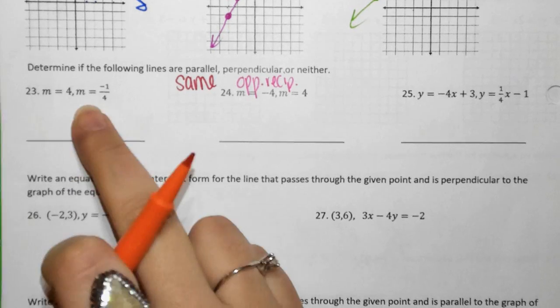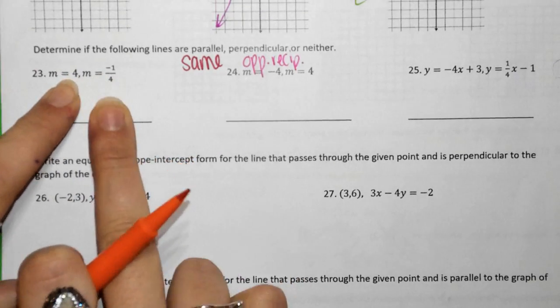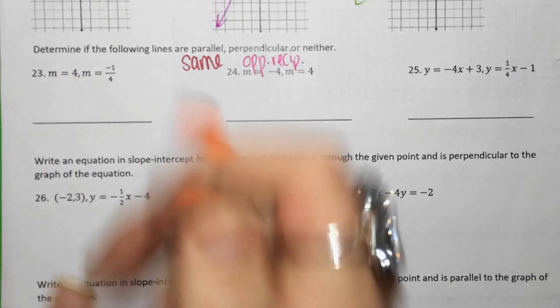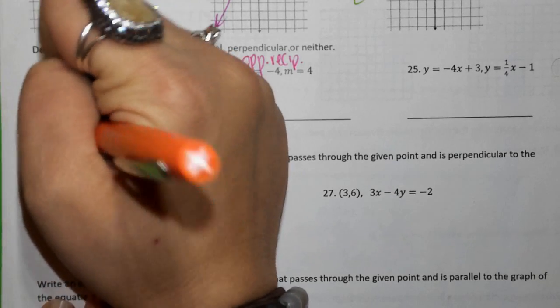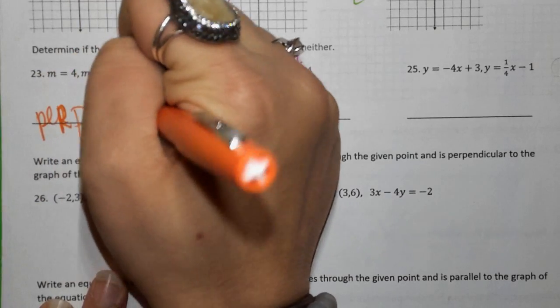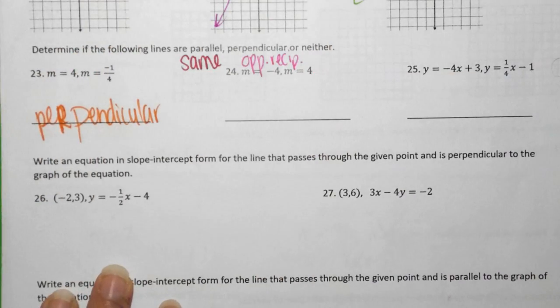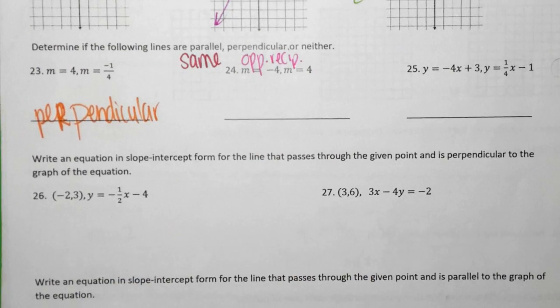All right, so on 23, let's look at our slopes. So we have m equals 4 and m equals -1/4. Perpendicular, take a point. Yes, we got 5. Well, we can't go to 6 in one day? Nope. Okay, then we keep adding. All right, what about 24?